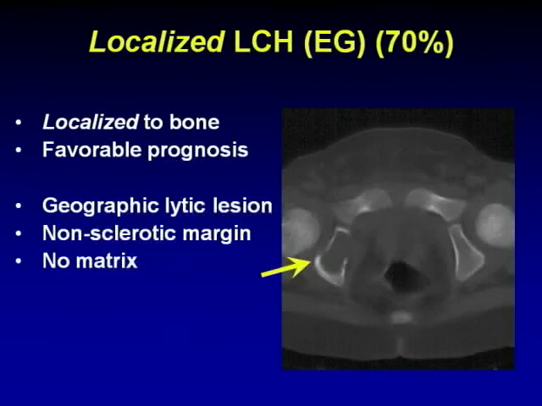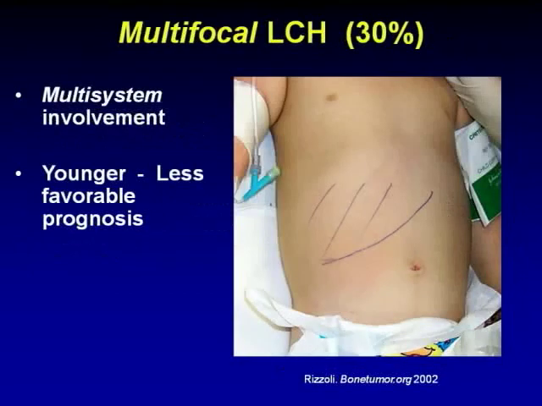There are 2 forms of LCH. The localized form, more common. It, by definition, is localized to bone, has a favorable prognosis, and again, we look for that geographic lytic lesion with a non-sclerotic margin and no matrix. On the other hand, the multifocal form of LCH involves multiple organ systems. Here, hepatosplenomegaly was present. These patients tend to present younger and have a less favorable prognosis.